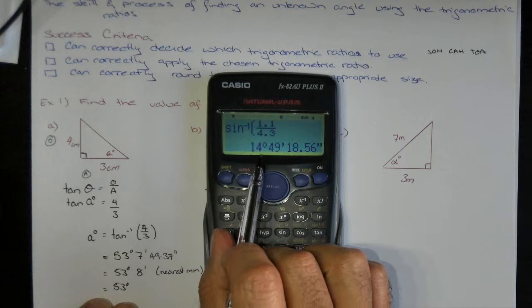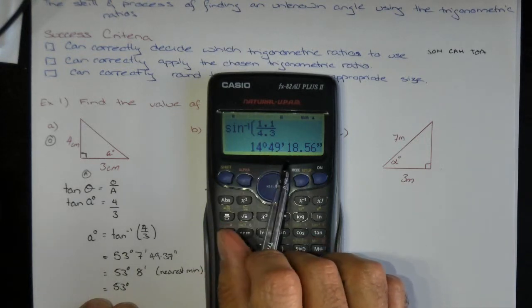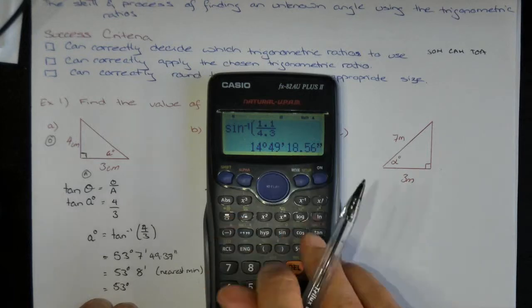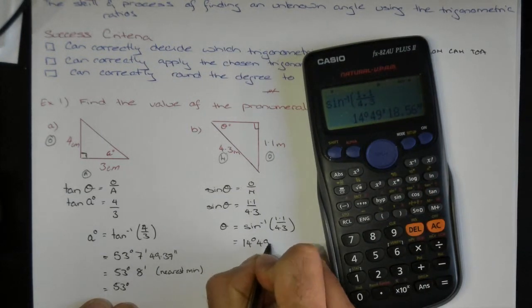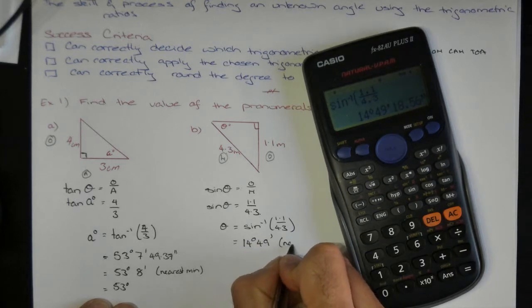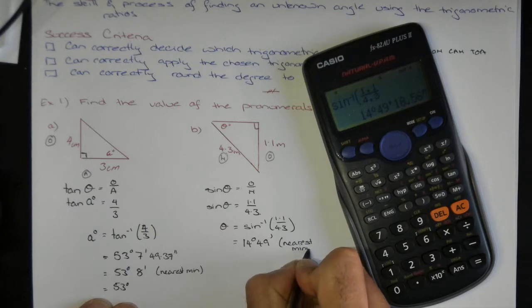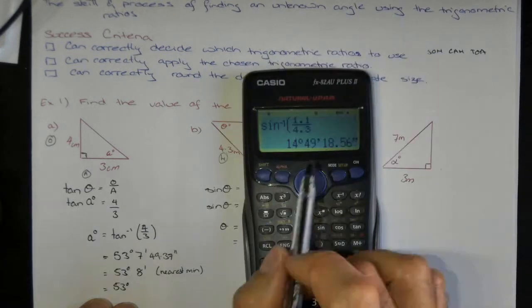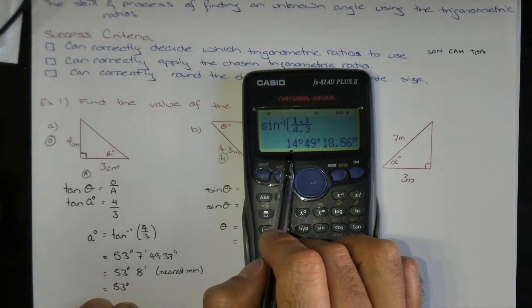Let's say we want to round to the nearest minute. I got 14 degrees and 49 minutes because this is less than 30. So if I wanted the nearest minute, 14 degrees and 49 minutes. If they wanted it to the nearest degree, well, 49 is bigger than 30, so we'll round up to 15 degrees.